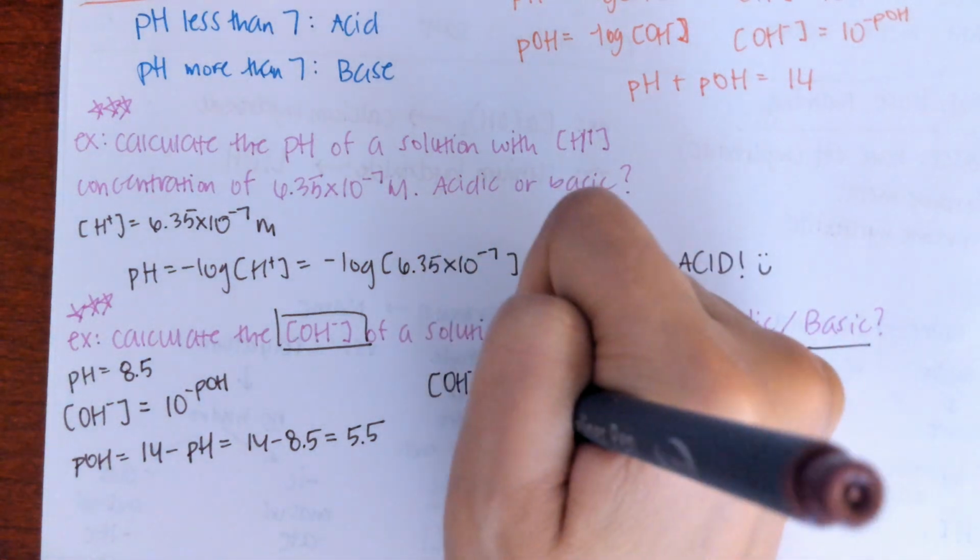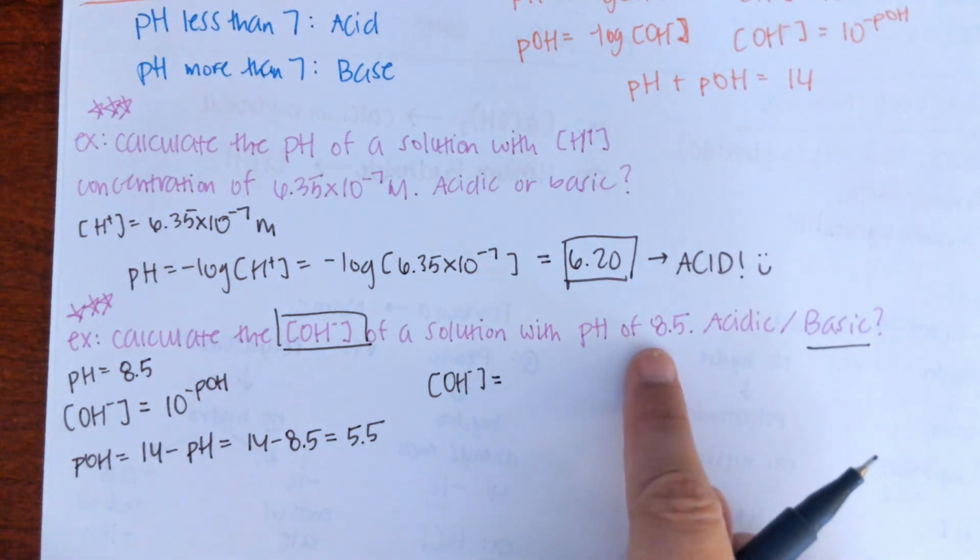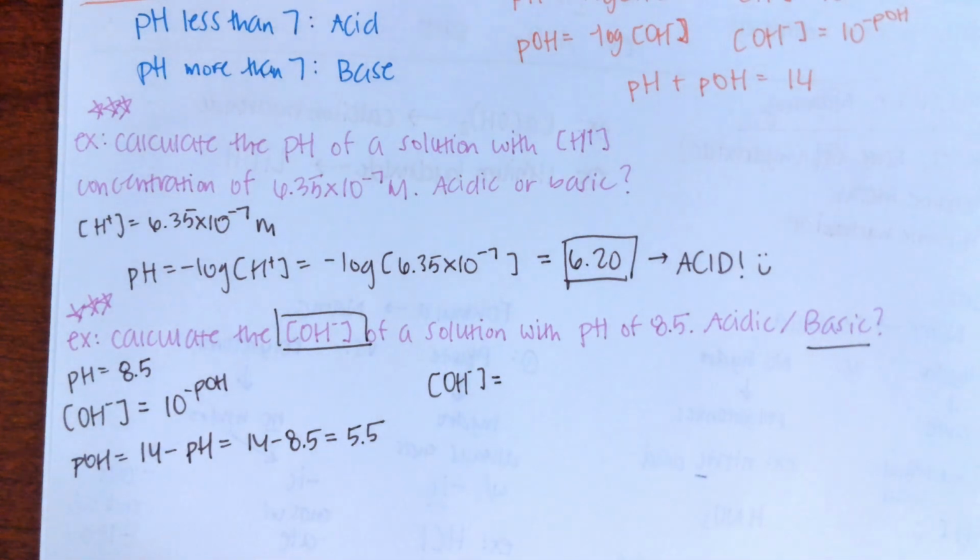Wait, how do you know if it's acidic or basic again? Because the pH is greater than 7, it is basic. The pH determines acid or base. So if the pH was 6.9, it'd be acidic.